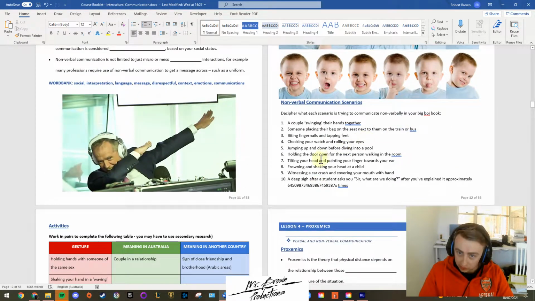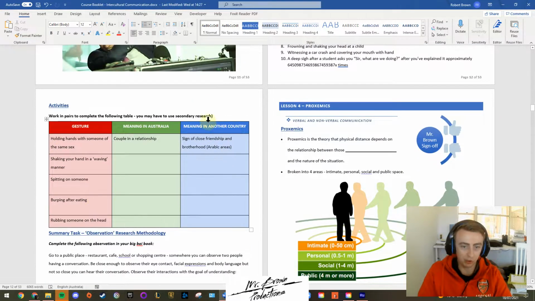So once you have completed that, pause and do that. Once you've done that, here I said work in pairs to complete the following table. You may have to do it individually. If you still want to do it in pairs via an organised Zoom or FaceTime or Skype or whatever, feel free to do so. But I want you to complete the following table, and you will have to use secondary research to be able to complete this.